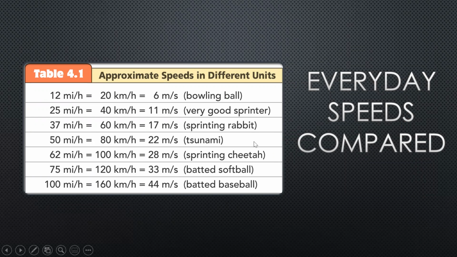For example, you can compare some common speeds here. If you're bowling at 12 miles per hour, in meters per second, that's about 6 meters per second. What about somebody who hits a baseball? A 100-mile-an-hour baseball in meters per second is about 44 meters per second. In places like Canada and the UK, they use kilometers per hour more commonly. I don't know quite why we've never made the switch, but in our science class, we're going to try to stick to the SI units whenever possible.